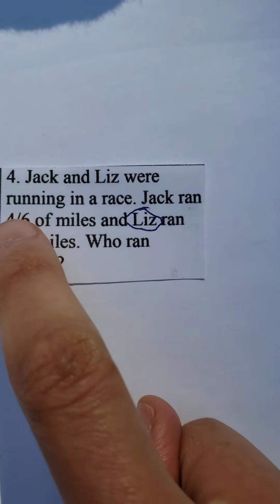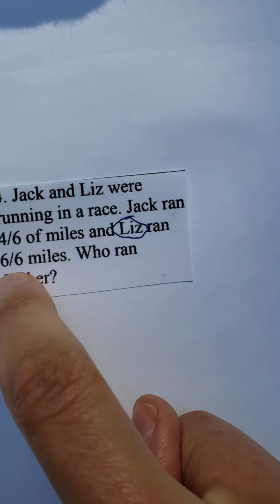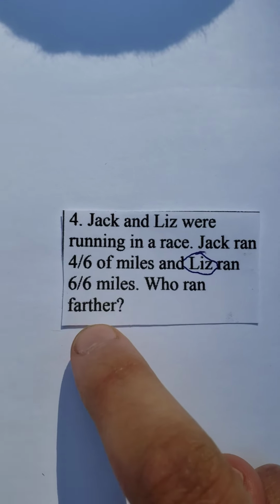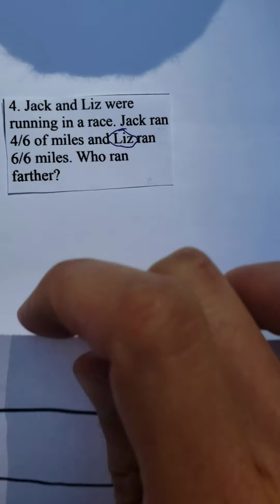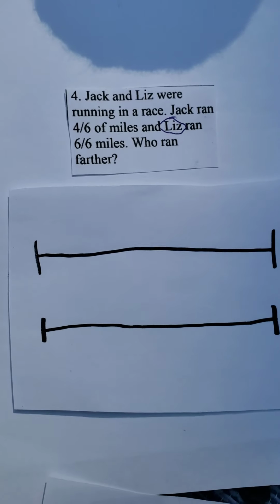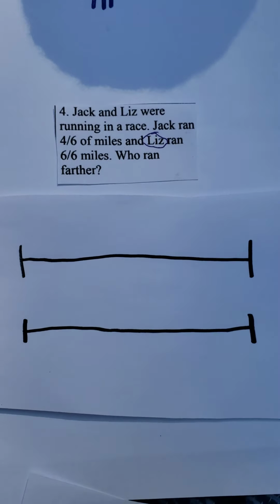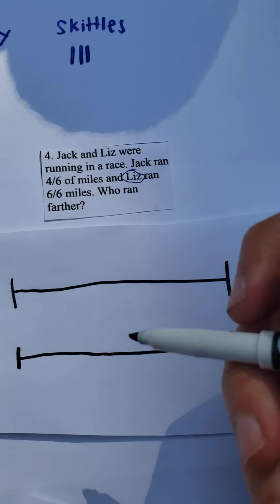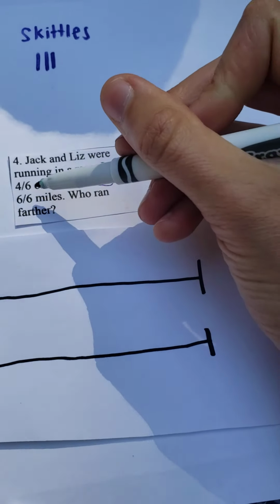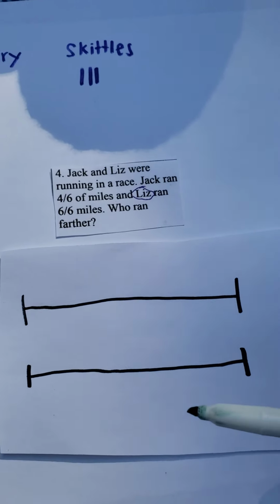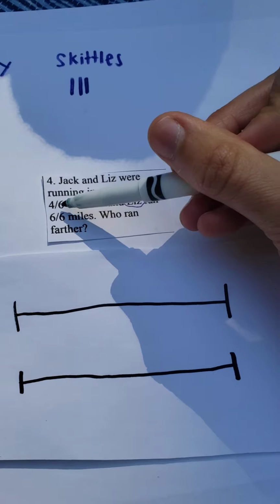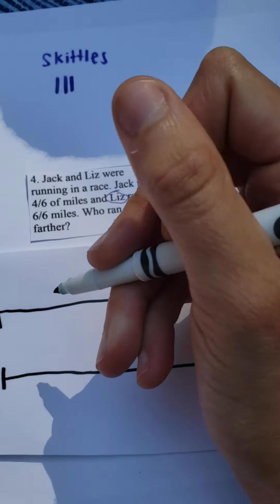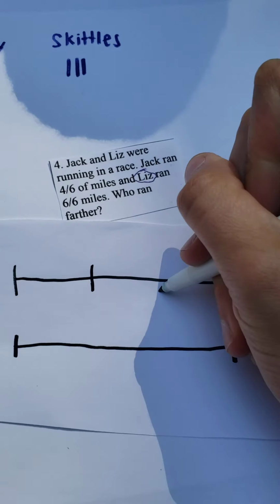So Jack ran 4/6 of the mile and Liz ran 6 out of 6 of the mile. Who ran farther? We're going to be comparing them. The first thing you want to do is grab your paper and draw 2 lines the same size. When you're comparing fractions, you want to make sure that they both have lines the same size or the models are the same size. Now, because there's a 6 in the denominator, we'll be cutting our lines into 6. And both fractions that we're comparing have a 6 in the denominator, so we can cut them the same.